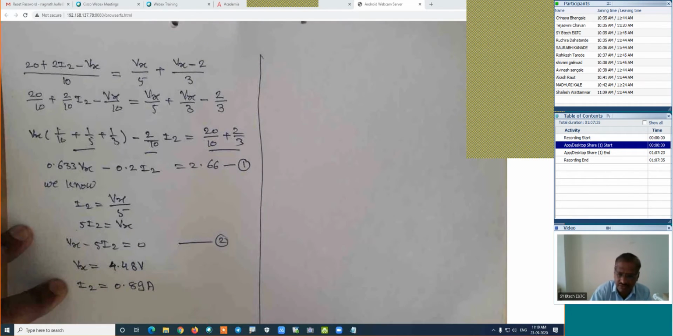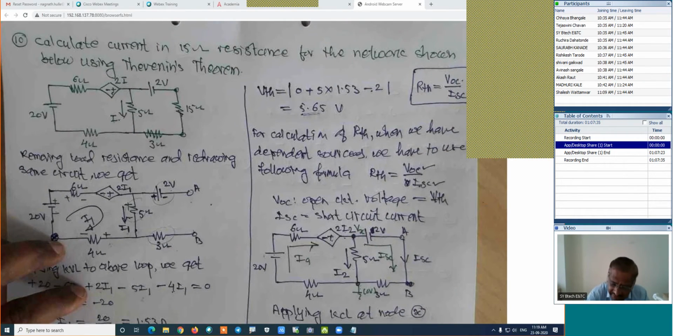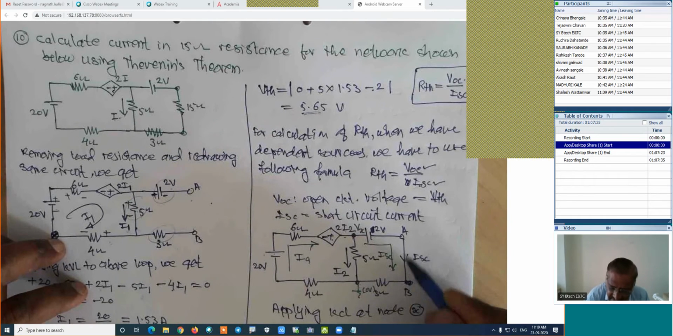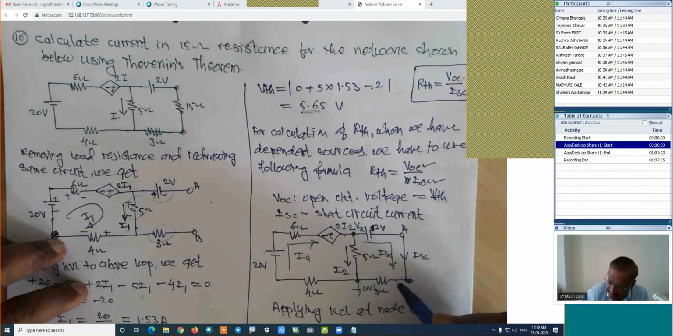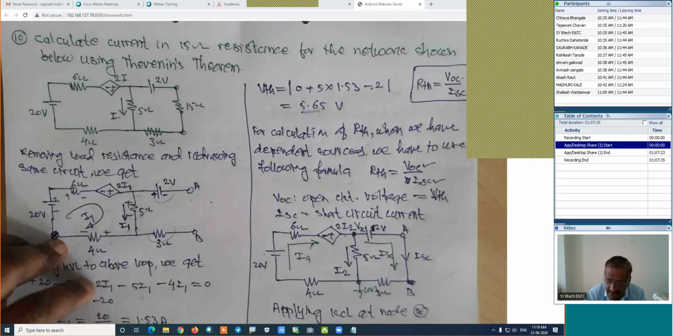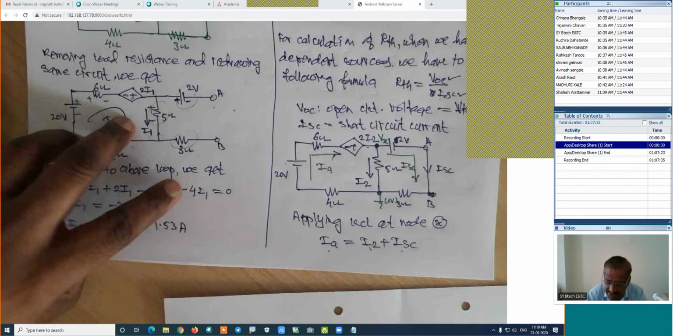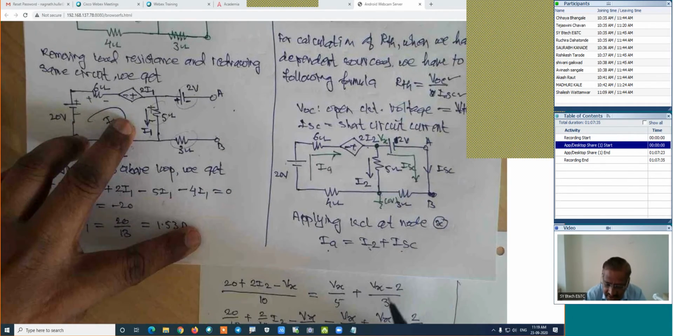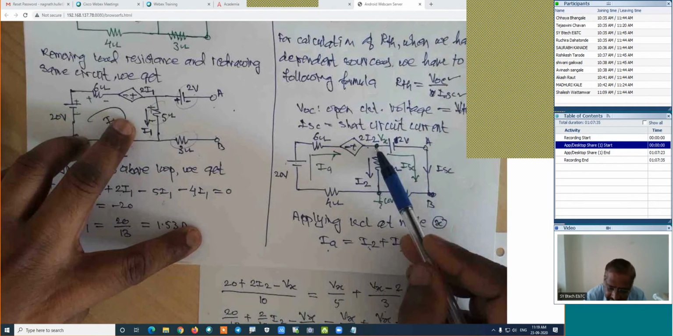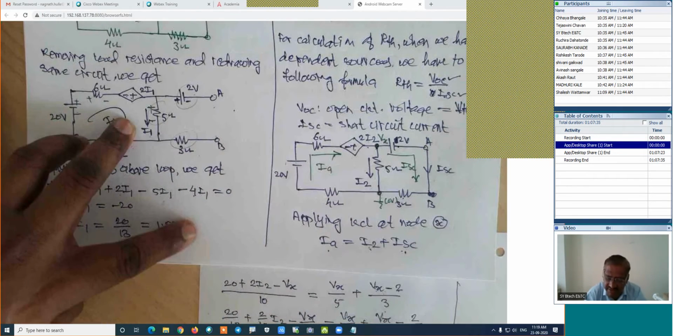Here in this case, if we know the value of Vx and I2, what value are we interested in? I will come back to this figure. We are interested in the calculation of ISC, and the equation for this ISC we have already prepared. What is the equation for ISC? ISC is equal to Vx minus 2 divided by 3.